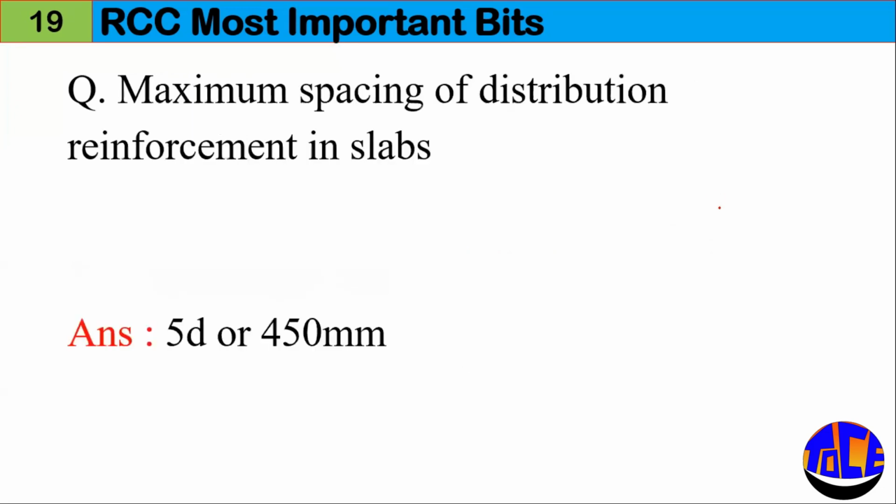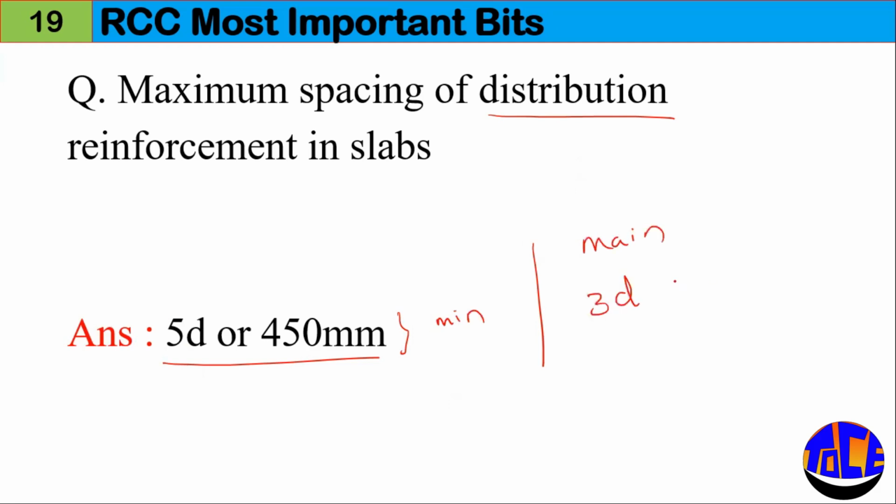Question number 19. Maximum spacing of distribution reinforcement in slabs. Initially we have seen for main reinforcement. Here this is distribution reinforcement. For distribution reinforcement, it is 5 times the effective depth or 450 mm, whichever is the minimum. For main reinforcement, 3 times the effective depth and 300 mm.